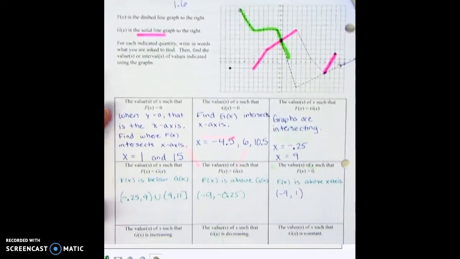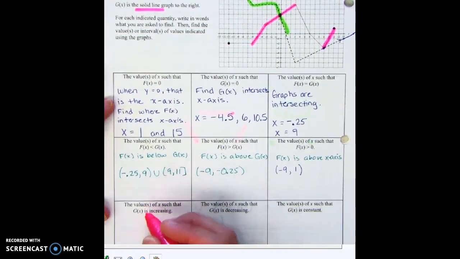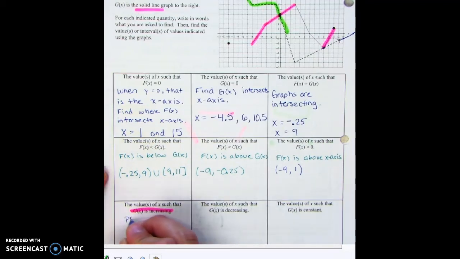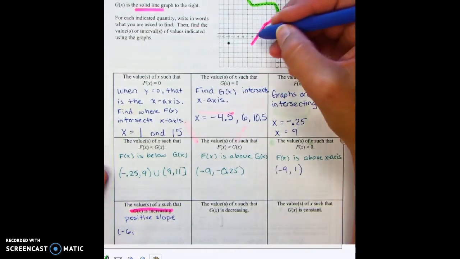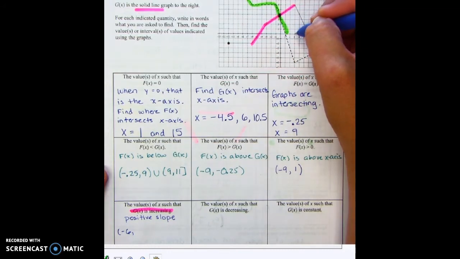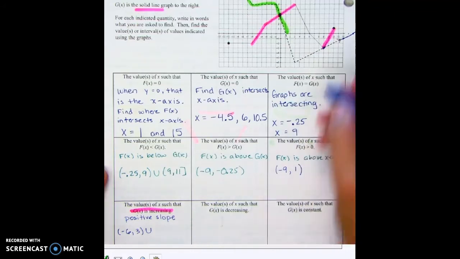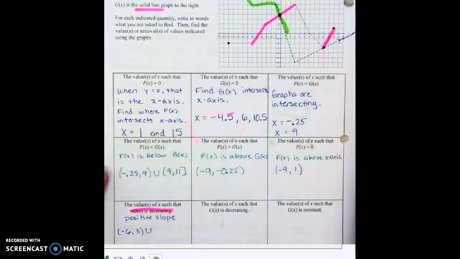So highlighted in pink is where G is increasing, and we're supposed to be explaining what we're doing, so that's going to be a positive slope. All right, so we have a positive slope from -6. You don't need to worry about the turn, that corner. So we go from -6 to 3, and we're going to write that interval.